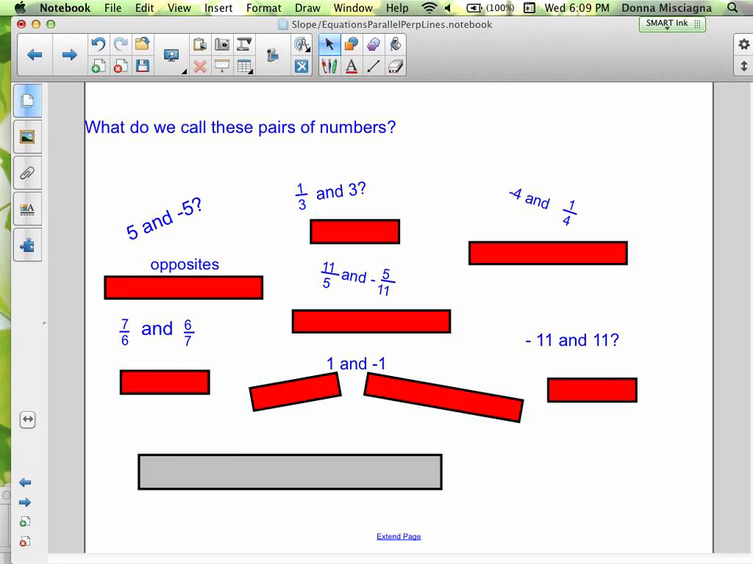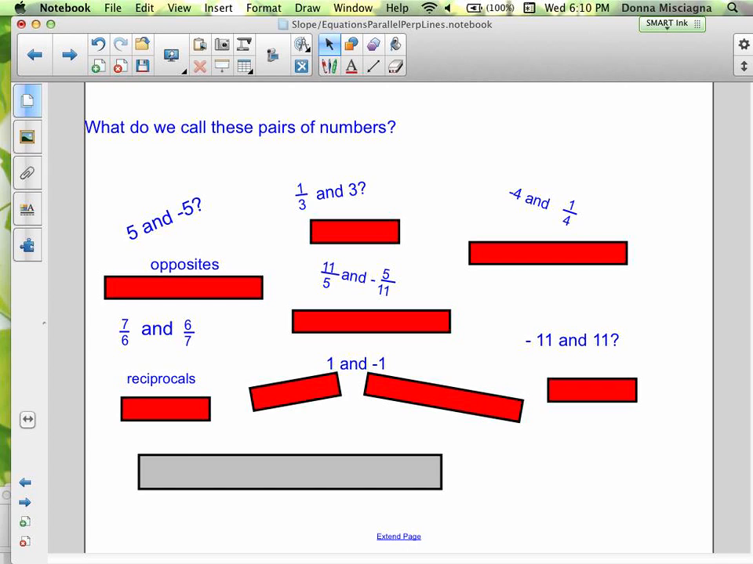How about 7/6 and 6/7? Well, notice one has a 7 in the numerator and a 6 in the denominator, and the other one is flipped. It has a 6 in the numerator and a 7 in the denominator. We call those reciprocals.